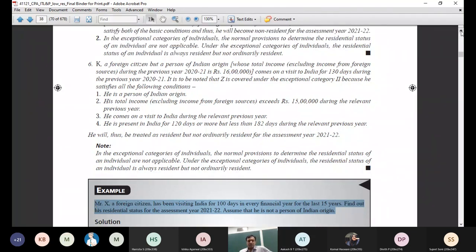Mr. X, a foreign citizen, has been visiting India for 100 days in every financial year for the last 15 years. Find out his residential status for the assessment year 2021-22. Assume that he is not a person of Indian origin. So this is one example. Try to do it. First get the answer, and then I will show you how the presentation should be in the examination of any level.